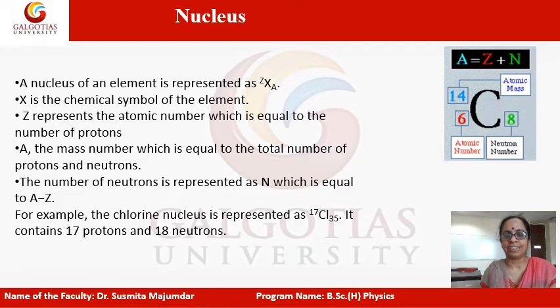The nucleus of an atom will be represented by ZX^A, where Z is the atomic number and A is the mass number. So if we have to calculate the neutron number, we do it by calculating A minus Z. For the chlorine nucleus, 17Cl35, its proton number is 17 and neutron number is 18.